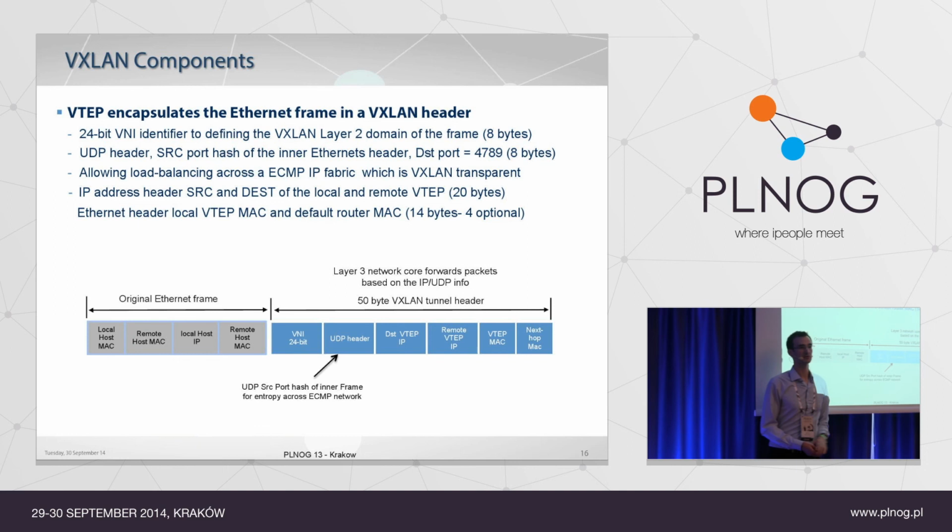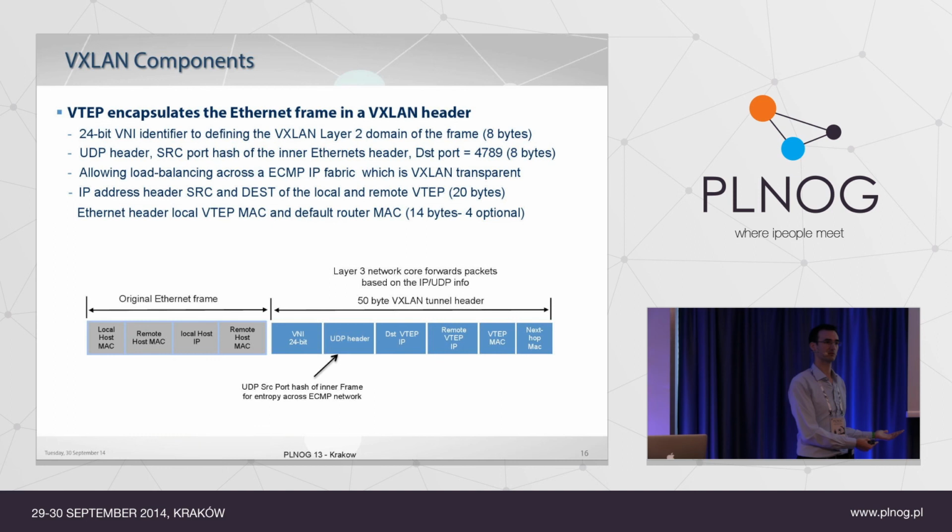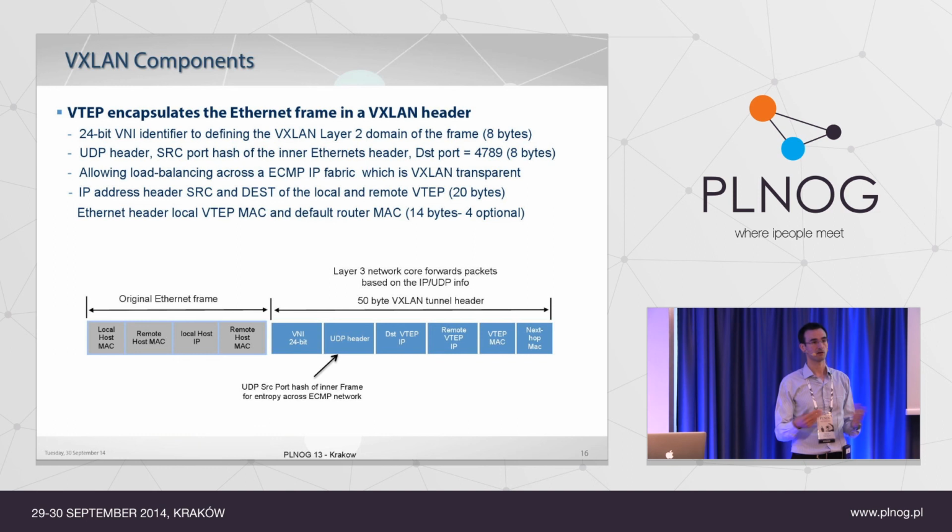VNI on 24 bits allows you to have 16.7 million different IDs compared to the previous 4,094 limitation with a VLAN. With all the scalability of a layer 3 network, rather than having a layer 2, like QinQ, for example.